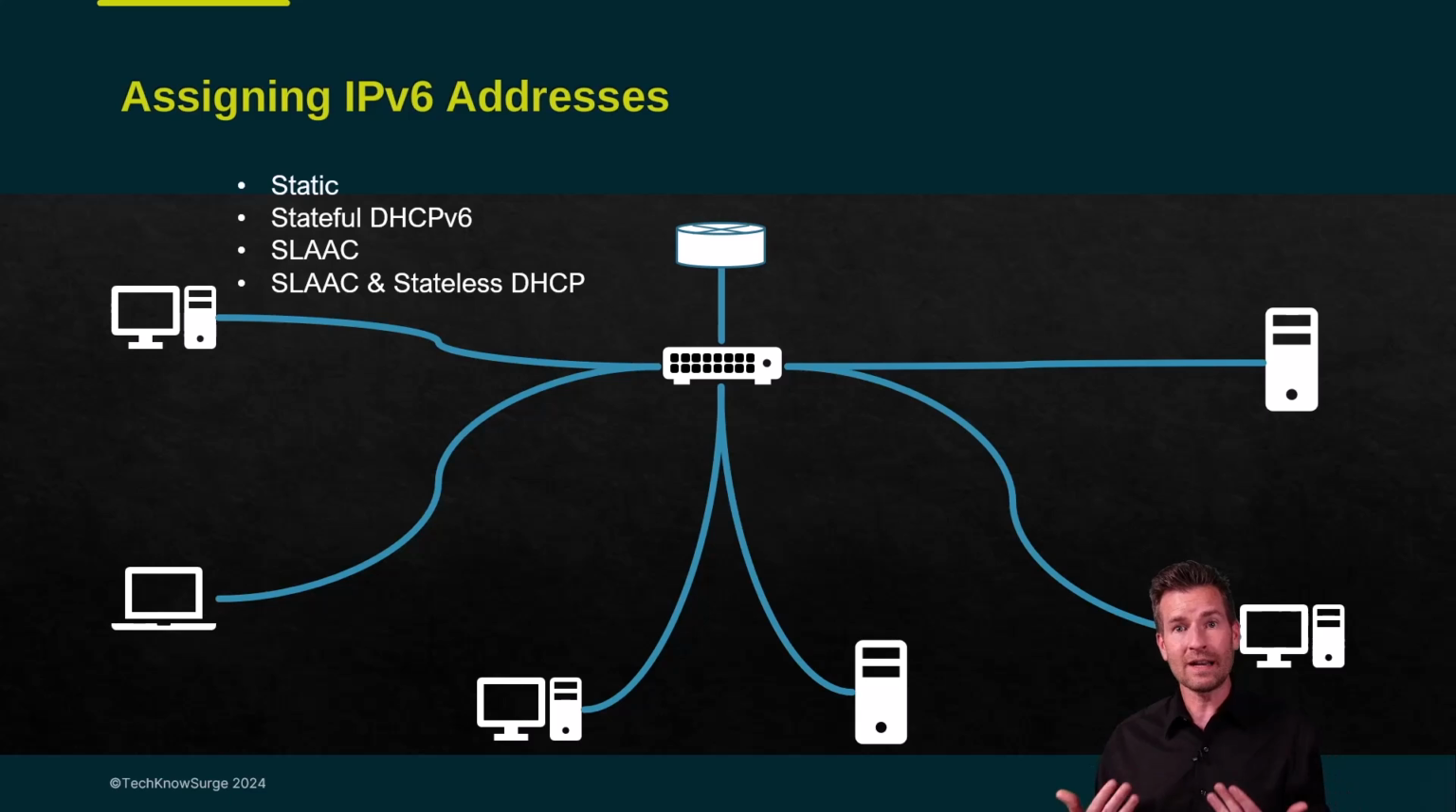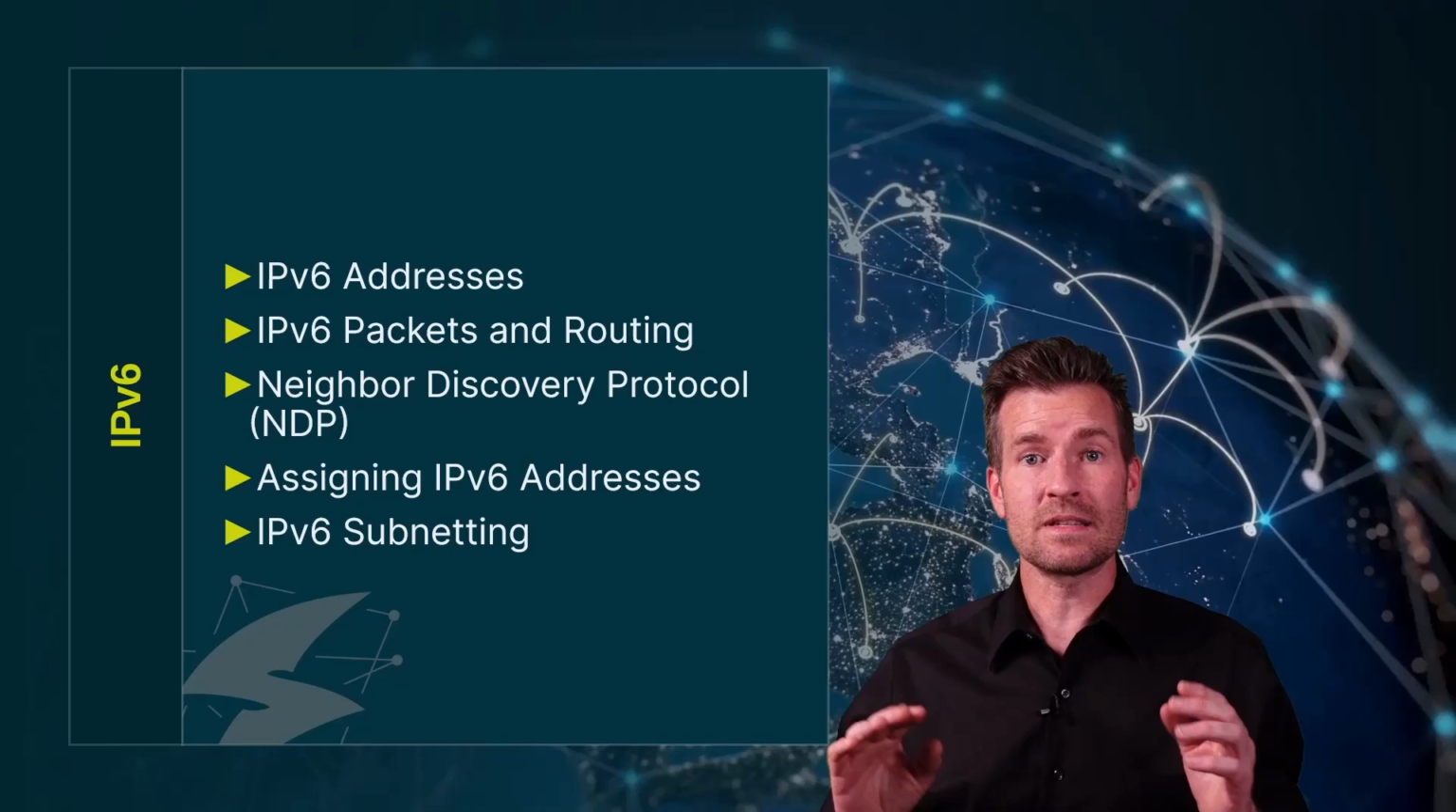And then we'll get more in depth into assigning static addresses. In fact, I'll do a demo on assigning static addresses to both Linux and Windows machines. And we'll also get into what some of those SLAAC messages look like and how they're messaged back and forth between the router and the client machine. And then we'll talk about IP version 6 subnetting.